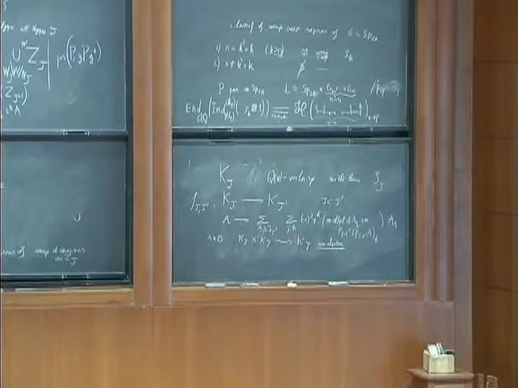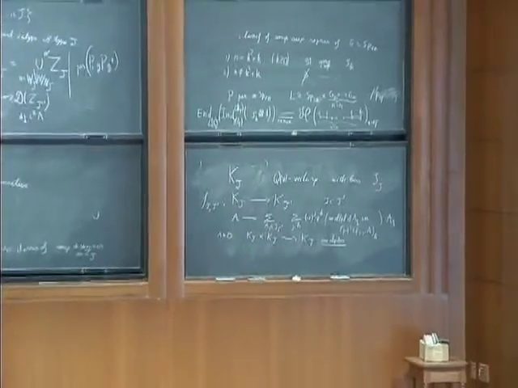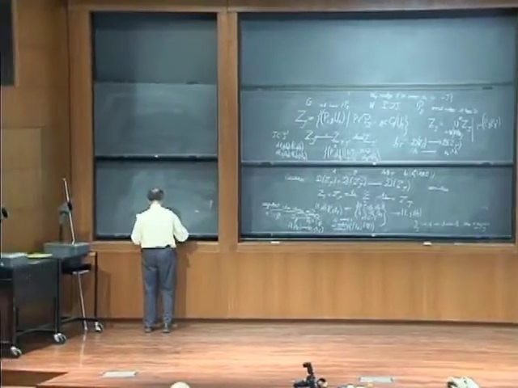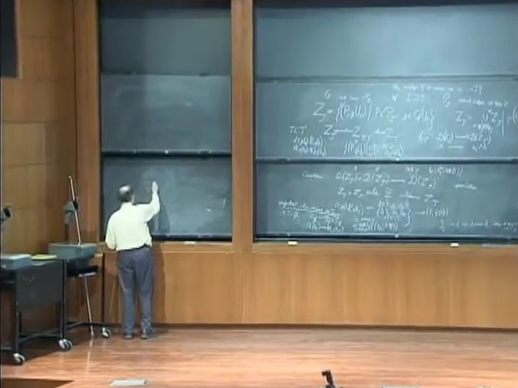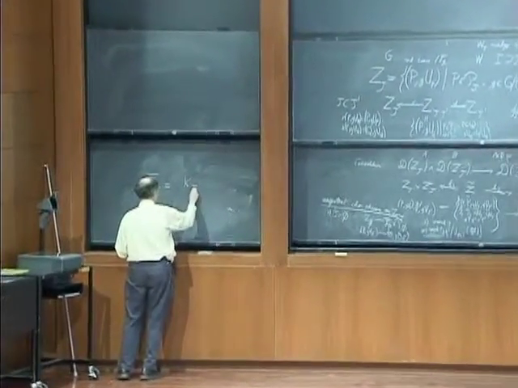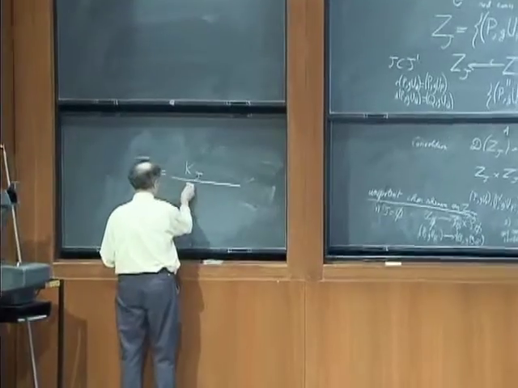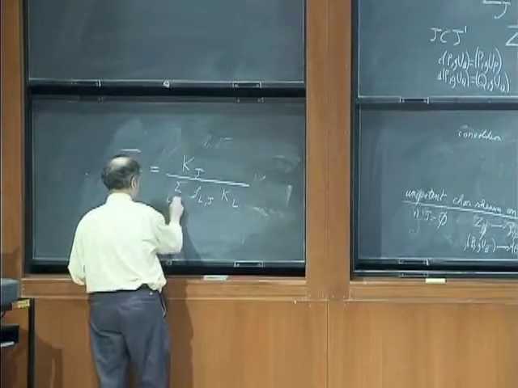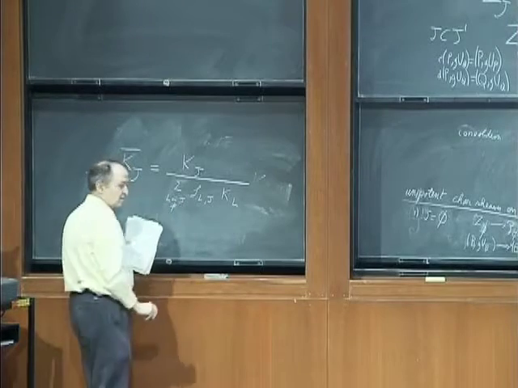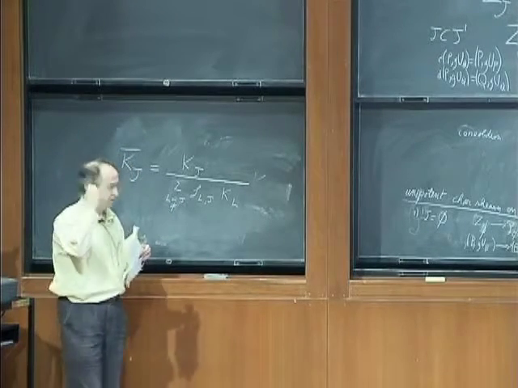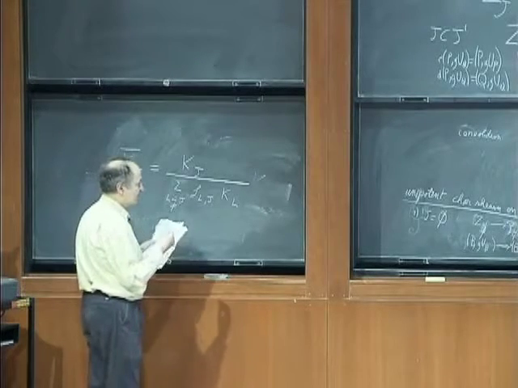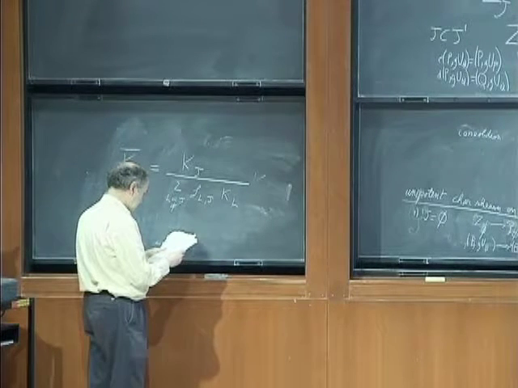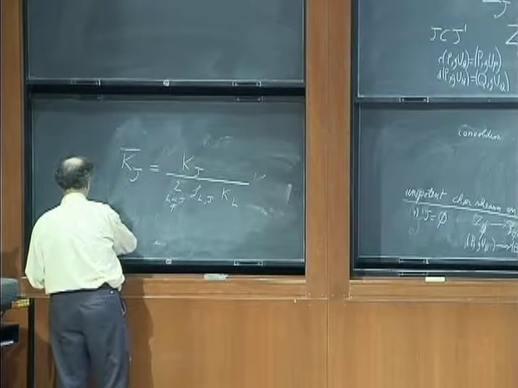So now next, I want to define K bar J. It will be KJ modulo, I want to factor the image of this f_LJ of KL for any L other than J. By the way, all these vector spaces are finite dimensional, so no problem. And then there are some theorems which I state.